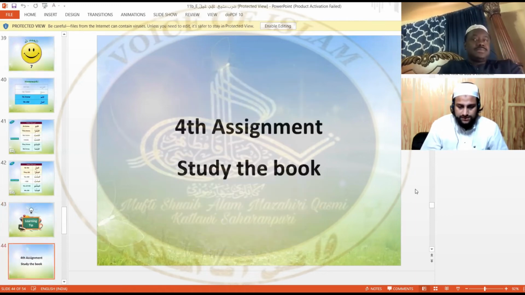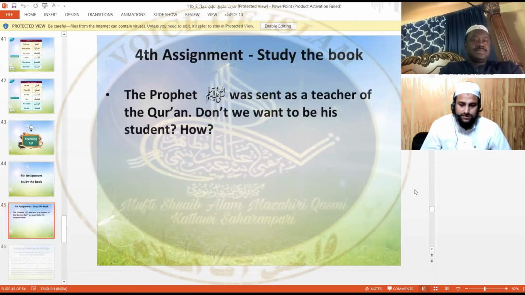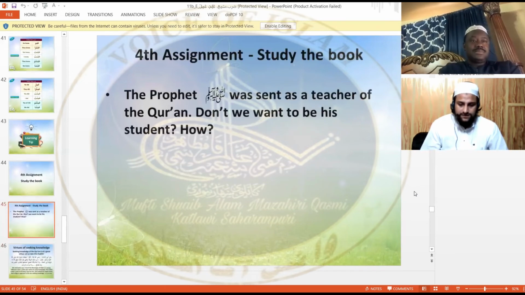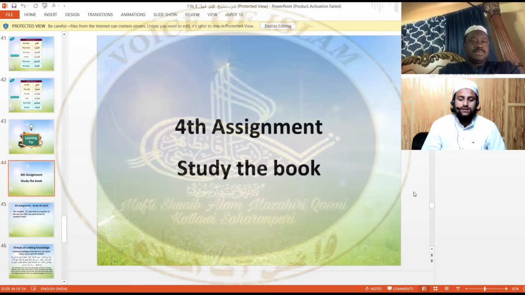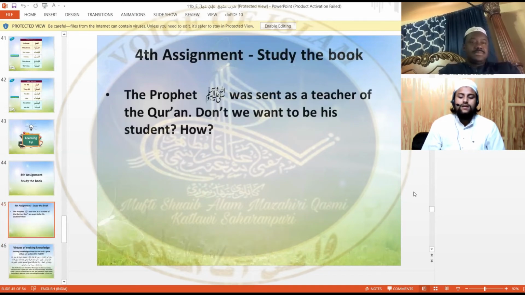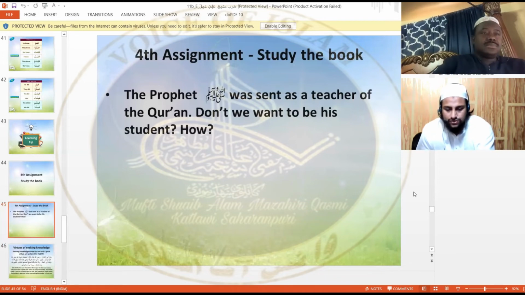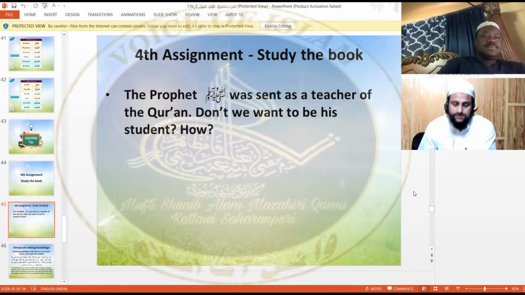Okay, let's do the learning tip. Fourth assignment: study the book. The Prophet sallallahu alaihi wasallam was sent as a teacher of the Quran. Don't we want to be his students? So we want to be his students, but how? By studying the book.